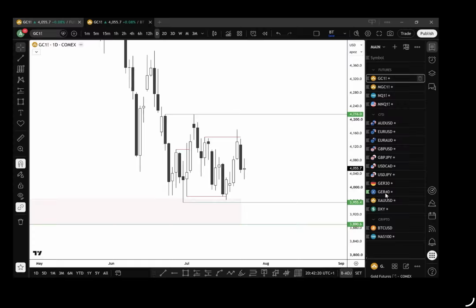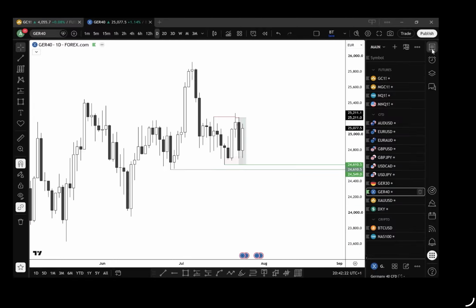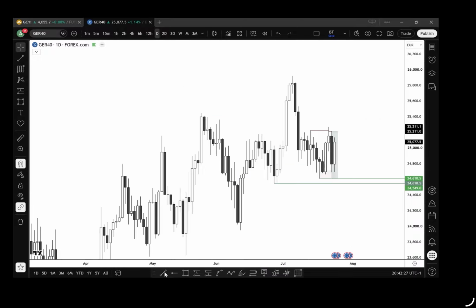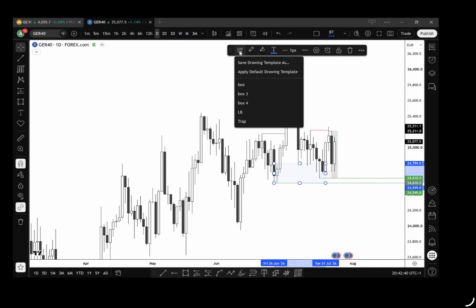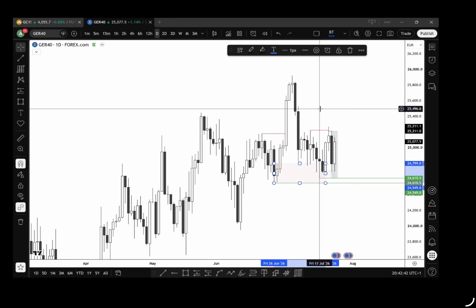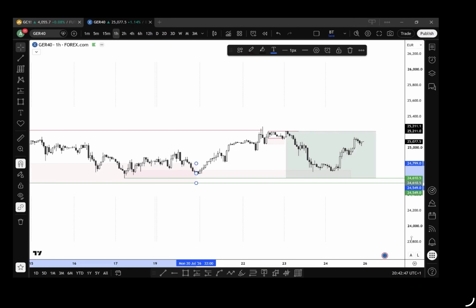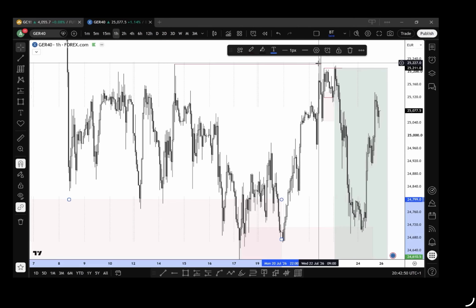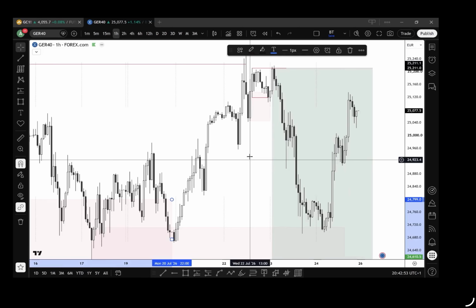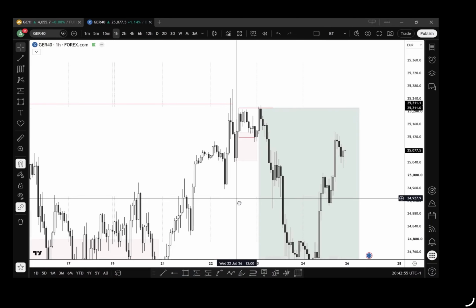On German 40, there was a clean entry. You can see where we have induced buyers, and then we've respected these lows. We respected these lows and we moved away. We now have liquidity at these lows. So what did the market do? We come and take out those highs on Wednesday. Look at all this liquidity we have below, all that liquidity below.